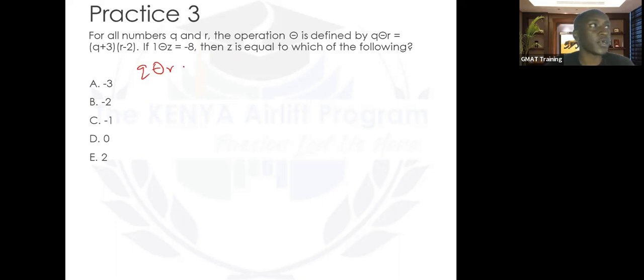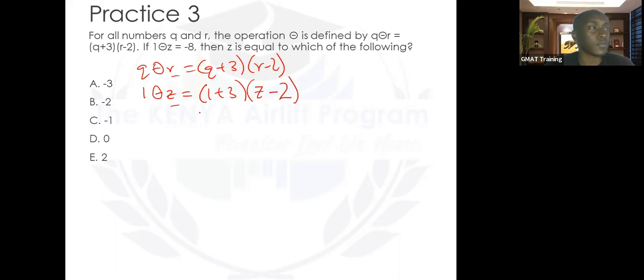We know that Q theta R equals Q plus 3 times R minus 2. Then 1 theta Z should be equal to, our Q is 1, so 1 plus 3 times our R, which is Z, so Z minus 2. This simplifies to 4 into bracket Z minus 2. Notice also we've been given in the question that 1 theta Z equals -8. So this and this are equal. So -8 equals 4 into bracket Z minus 2.